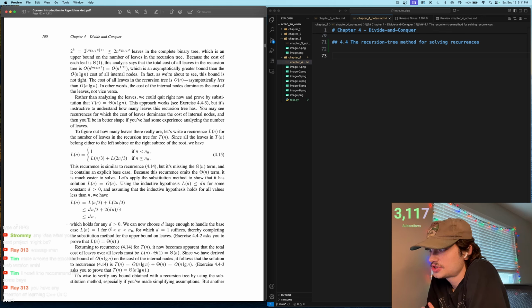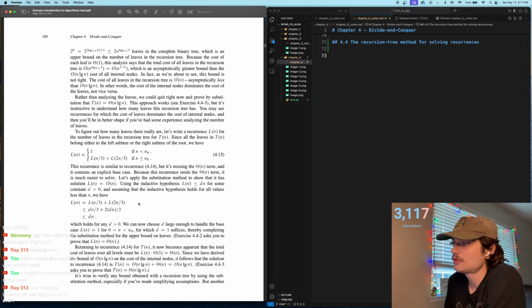Let's apply the substitution method to show that it has a solution of L of n equals big O of n. Using the inductive hypothesis L of n less than or equal to d times n for some constant d greater than 0, and assuming that the inductive hypothesis holds for all values less than n, we have L of n, which is equal to L of n over 3 plus L of 2n over 3, which is less than or equal to d times n over 3 plus 2 times d times n over 3, which is less than or equal to d times n, which holds for any d greater than 0.